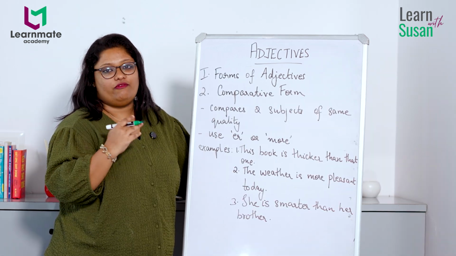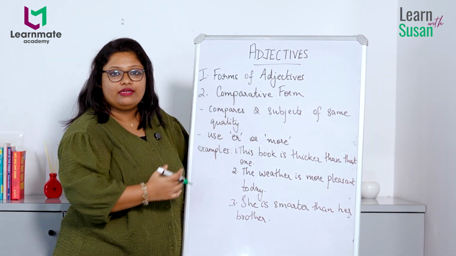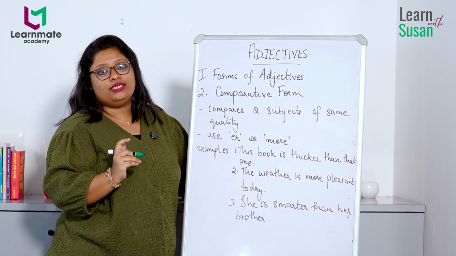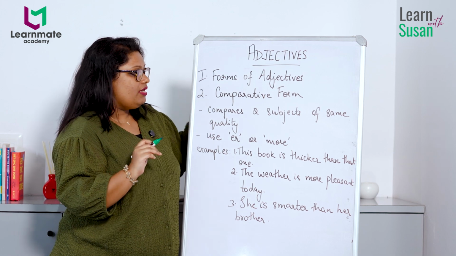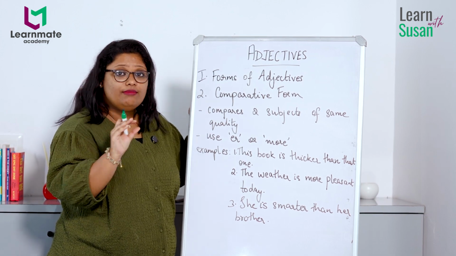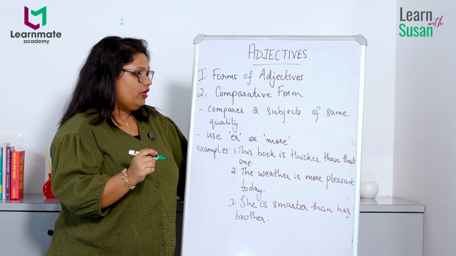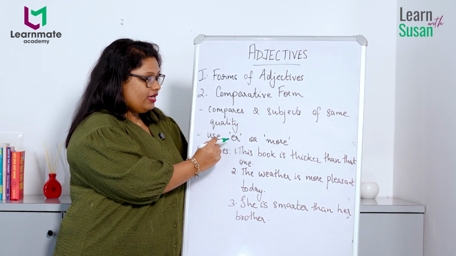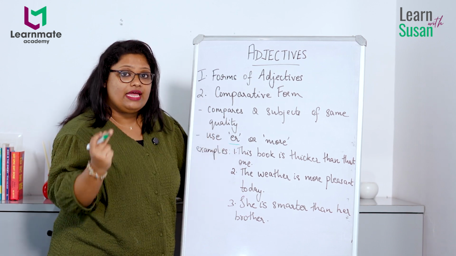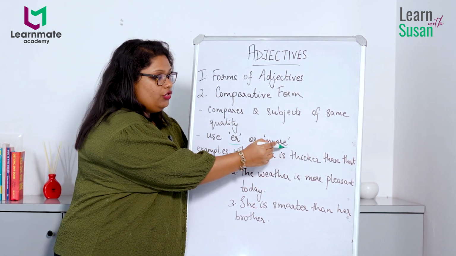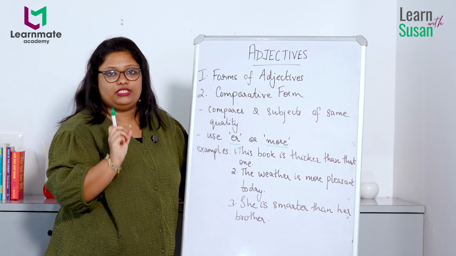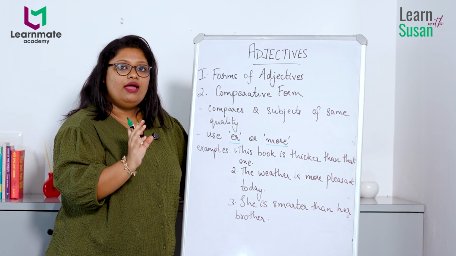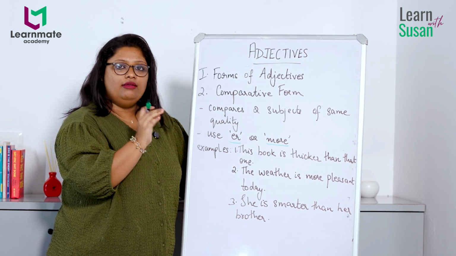Now the second form of adjective that we use is the comparative form, and as the name suggests, it compares 2 subjects in a particular sentence. These 2 subjects should have the same quality in order to be compared. How can we identify it? We can either use ER at the end of the adjective or use more in front of that adjective. For some adjectives we use ER and for others we use more in front of it.